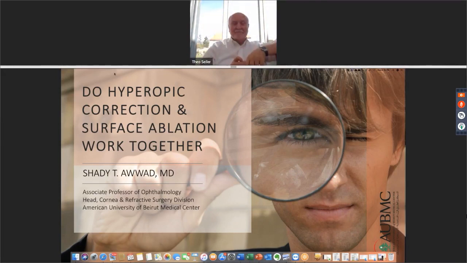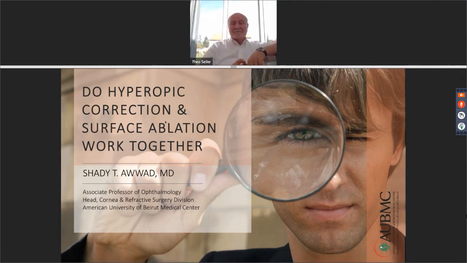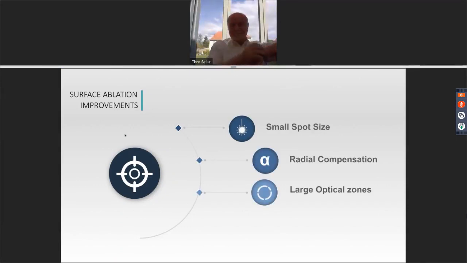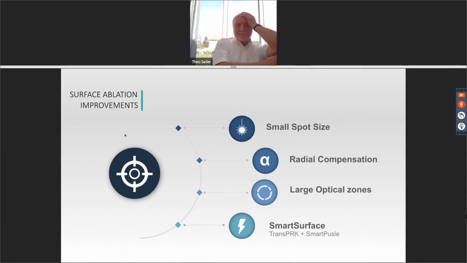Surface ablation has been the favorite of many surgeons all across the globe in myopia. Why is it not that much in hyperopia? So first of all, let's review what happened to surface ablation over the past decade. We moved into smaller spot sizes, radial compensation, large optical zones, and definitely SmartSurf, which is a combination of trans-PRK and SmartPulse technology to improve the surface of the cornea.